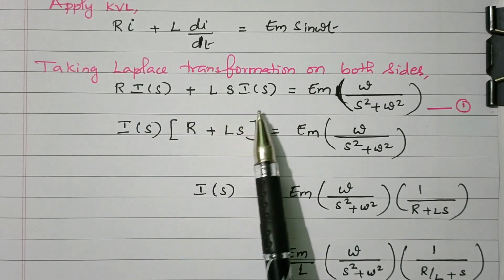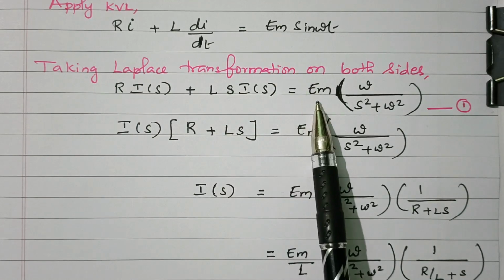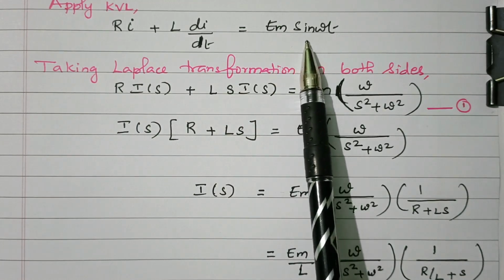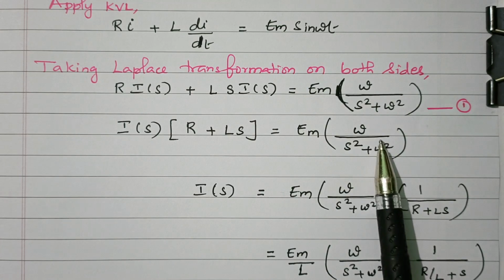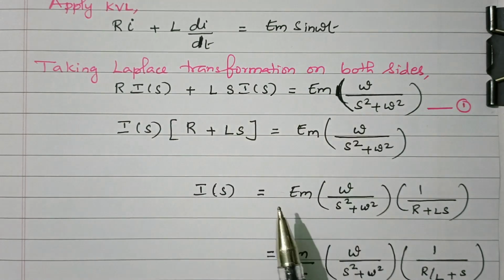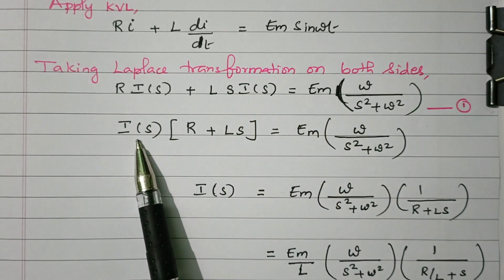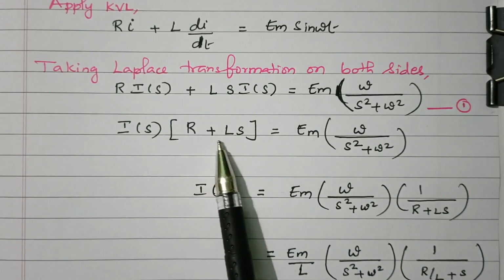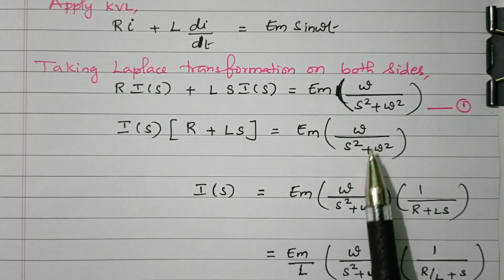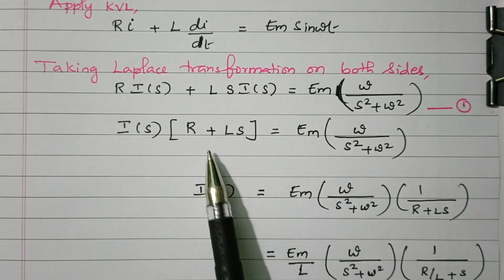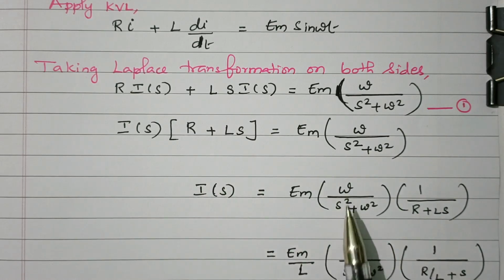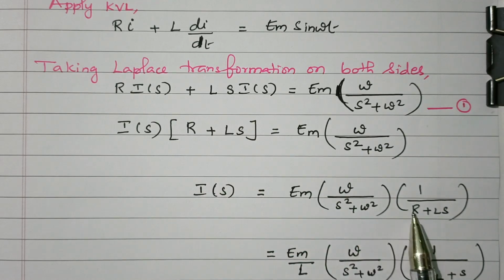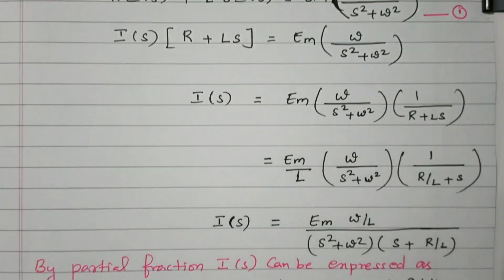The Laplace transform of di by dt is S into I of S. Em is constant. Sin omega t: the Laplace transform of sin omega t is omega divided by S square plus omega square. Now the Laplace transform is taken on both the sides. Take this I of S outside, commonly available. So it is R plus Ls equal to Em omega divided by S square plus omega square. Bring this term to the denominator on that side. So that I of S equals Em omega divided by S square plus omega square into 1 divided by R plus Ls. Right. Now we can go for the further simplification.